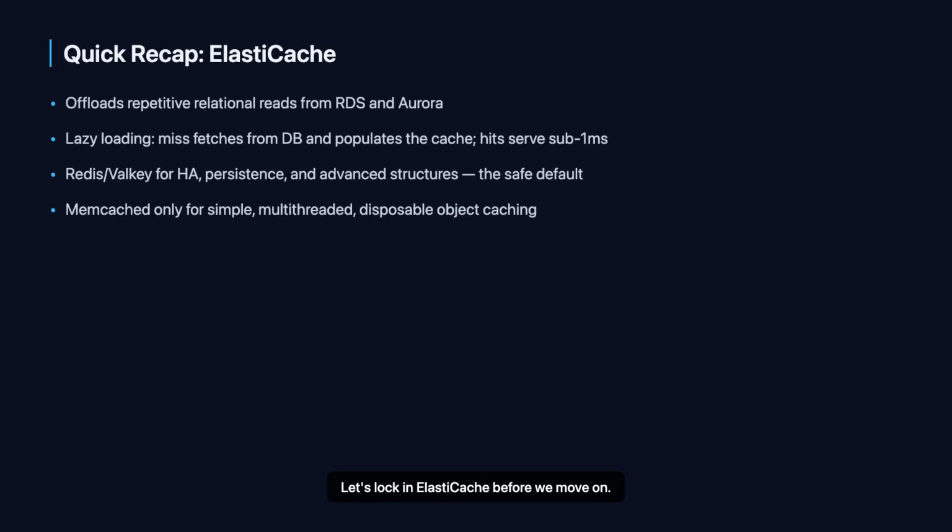Let's lock in ElastiCache before we move on. It offloads repetitive relational reads from RDS and Aurora. Lazy loading is the pattern: a miss fetches from the database and populates the cache, and every hit after that serves in under a millisecond. Choose Redis or Valkey when you need high availability, persistence, or advanced structures, and that's your safe default. Reserve Memcached for the narrow case of simple, multi-threaded disposable object caching.